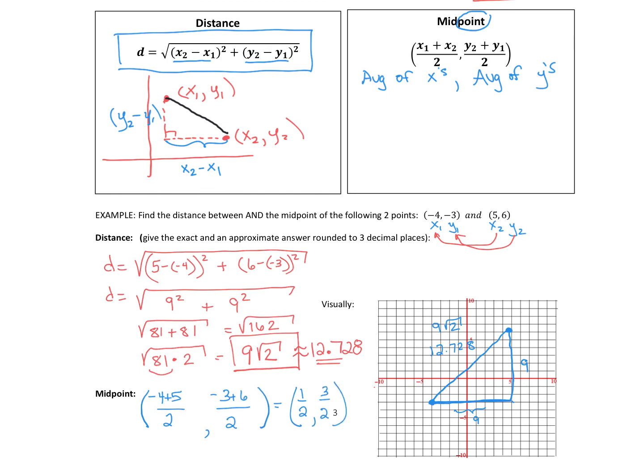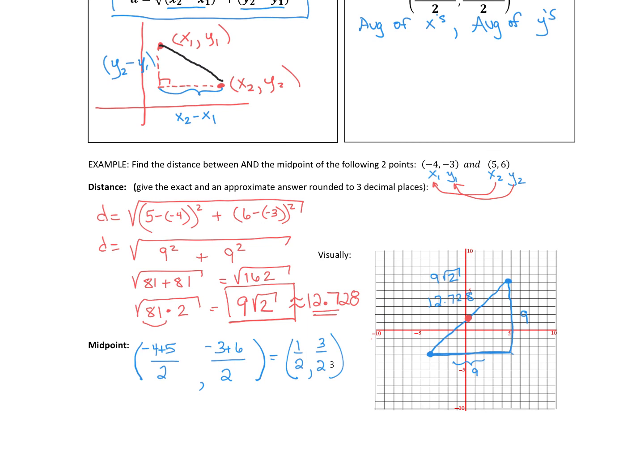So let's take a look on the graph again. If we go 1/2, 3/2, we'd be about here, and that does in fact look like the middle of that line. That concludes this video on Pythagorean theorem, midpoint, and distance.